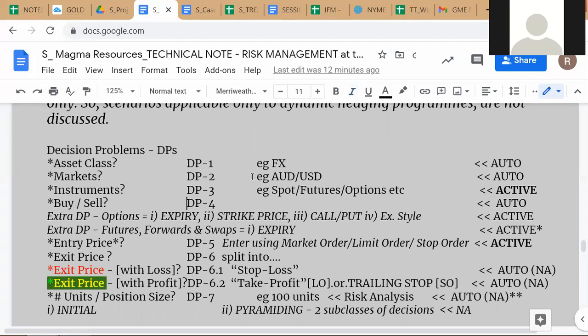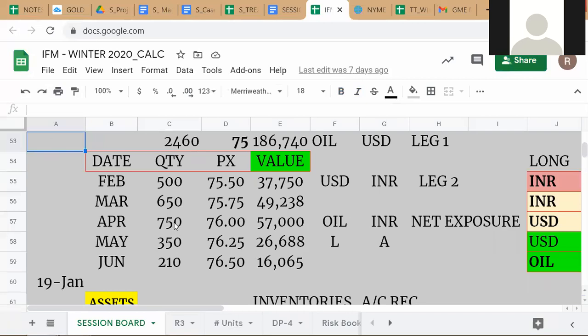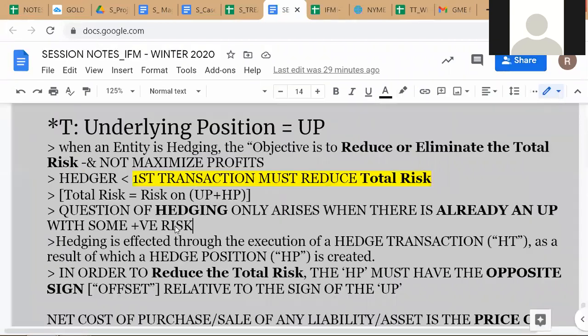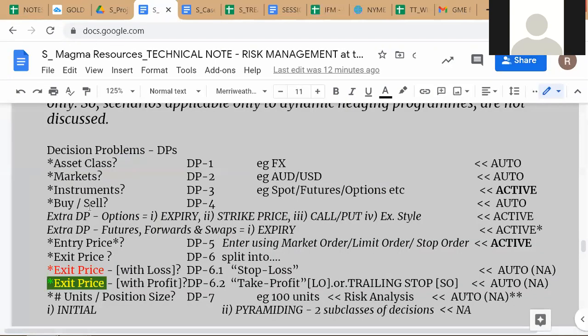Just because a particular exposure is in the month of April, you may not necessarily use the April contract for that. There could be other considerations because of volume. So therefore, what we have to just note is that, first of all, there are additional problems related to DP4 in addition to just simply buy sell that arise when you're trading futures, forwards, and swaps. That additional is expiry. You have to take a decision on what is the expiry of your hedge. So that's one decision.